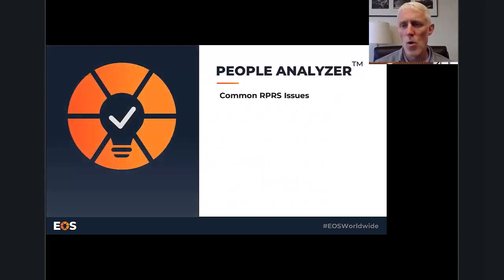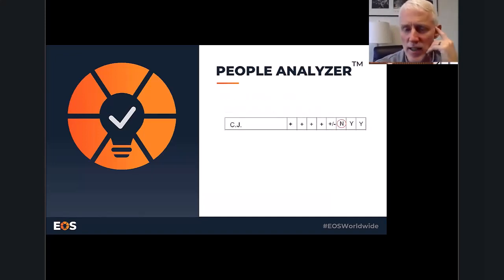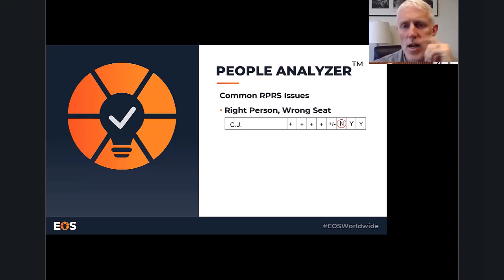All right, so walking through, we've identified a couple things pretty quickly, a couple common right person, right seat issues that this allows us to identify. And the first one is the right person in the wrong seat. So this is CJ in this case, right? CJ fits and lives our core values. She's above the bar, all pluses with 1 plus minus, but she just doesn't get the seat that she's in.